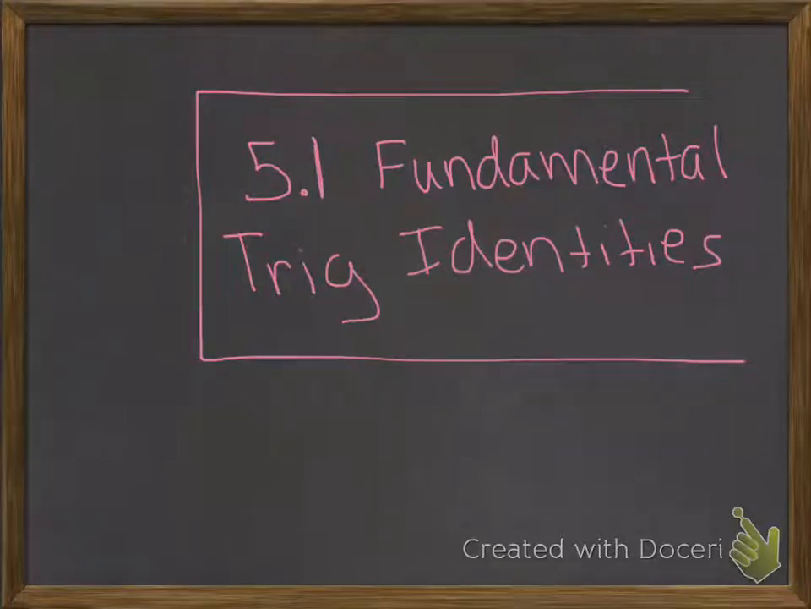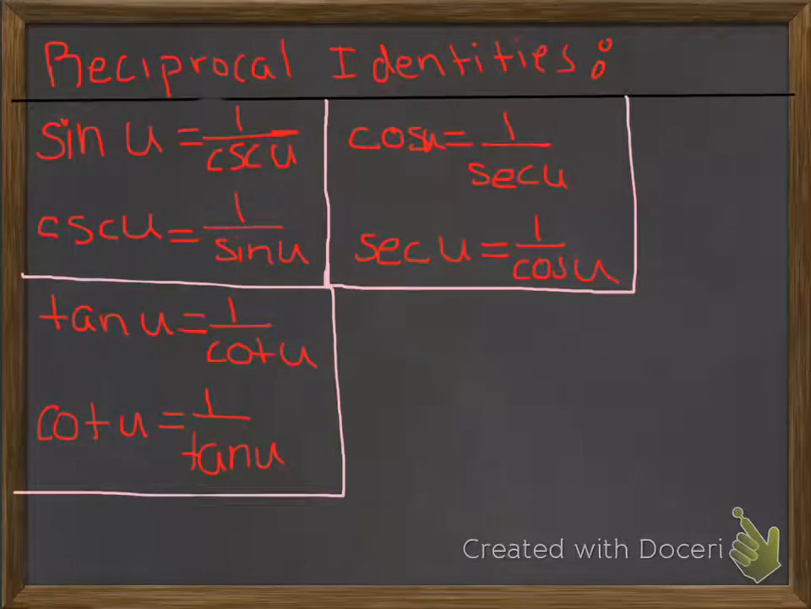Okay, so in this lesson we're going to be doing 5.1 fundamental trig identities, and this is for pre-calculus, honors pre-calculus, but obviously can be used for other classes. So we're just going to go over the few identities. So we first have reciprocal identities. These are the more easy ones, I think.